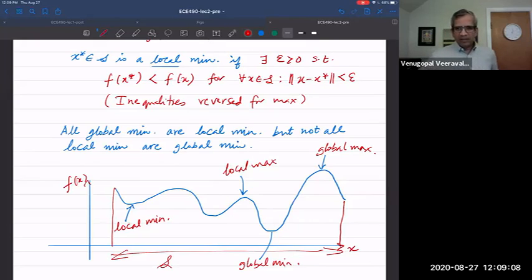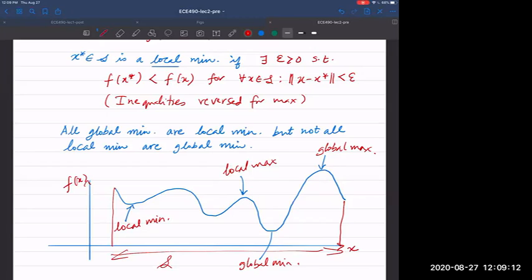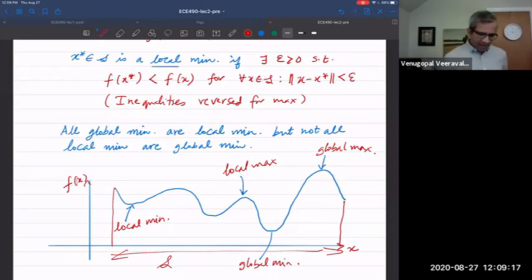Any questions? The endpoints, are they also locals? Yeah, we'll actually talk about that in a little more detail later. So what about these endpoints? This endpoint is actually a local max, assuming again that the set is closed. If the set is closed and I include this left-hand point and the right-hand point, then this would be a local min.